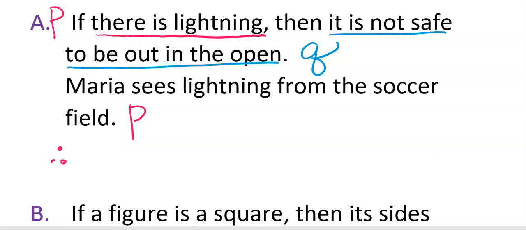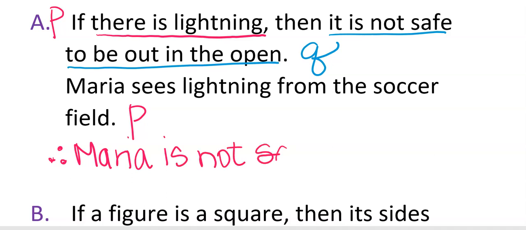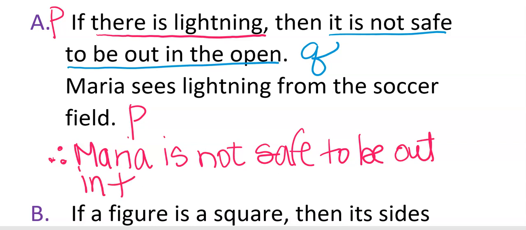So if it follows that, then we can come up with our conclusion. So we're going to say, therefore, Maria is not safe to be out in the open. So the only thing I changed from that second part of the statement is to make it specific because they're talking about Maria. Not everybody else, just Maria in this one. Had they said Maria isn't safe to be out in the open, then it would be invalid because they're talking about Q first. They need to talk about the first part of the if-then right away.